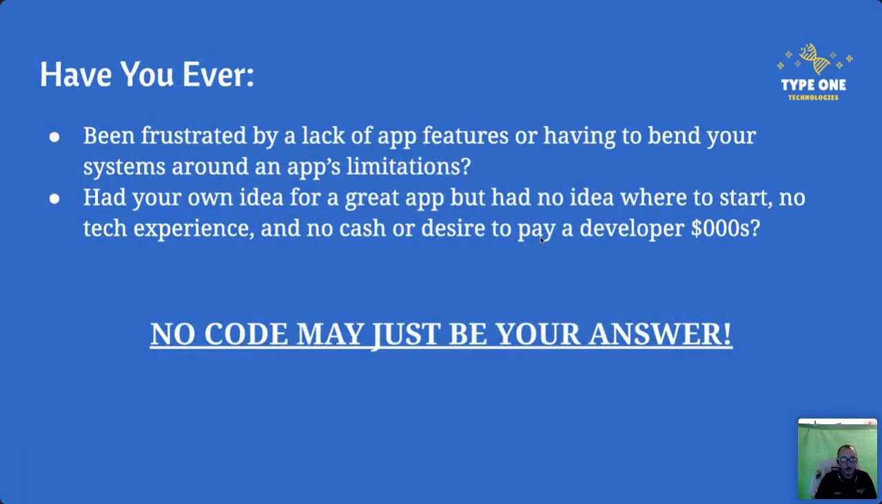So a question for you is, have you ever been frustrated by a lack of app features or having to bend your systems around the limitations of the apps you might use? So think about things you might use in your own business or in your day-to-day life, such as your CRM systems or your project management software, and you just wish they would do certain things, and you'll find one platform might do a certain number of things that you want, and then another platform does other things that you want, but you can't find the one that does everything. And so what happens is we end up designing our business systems and our processes and even some of our life systems around the apps rather than the apps working around us.